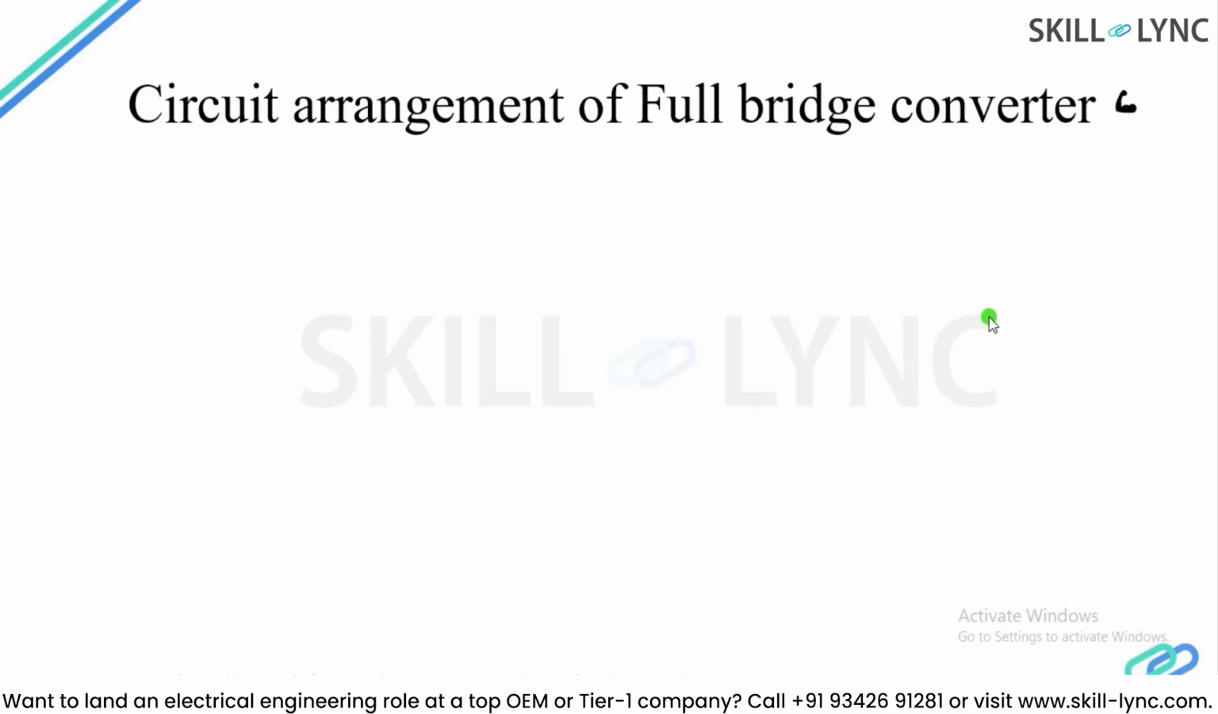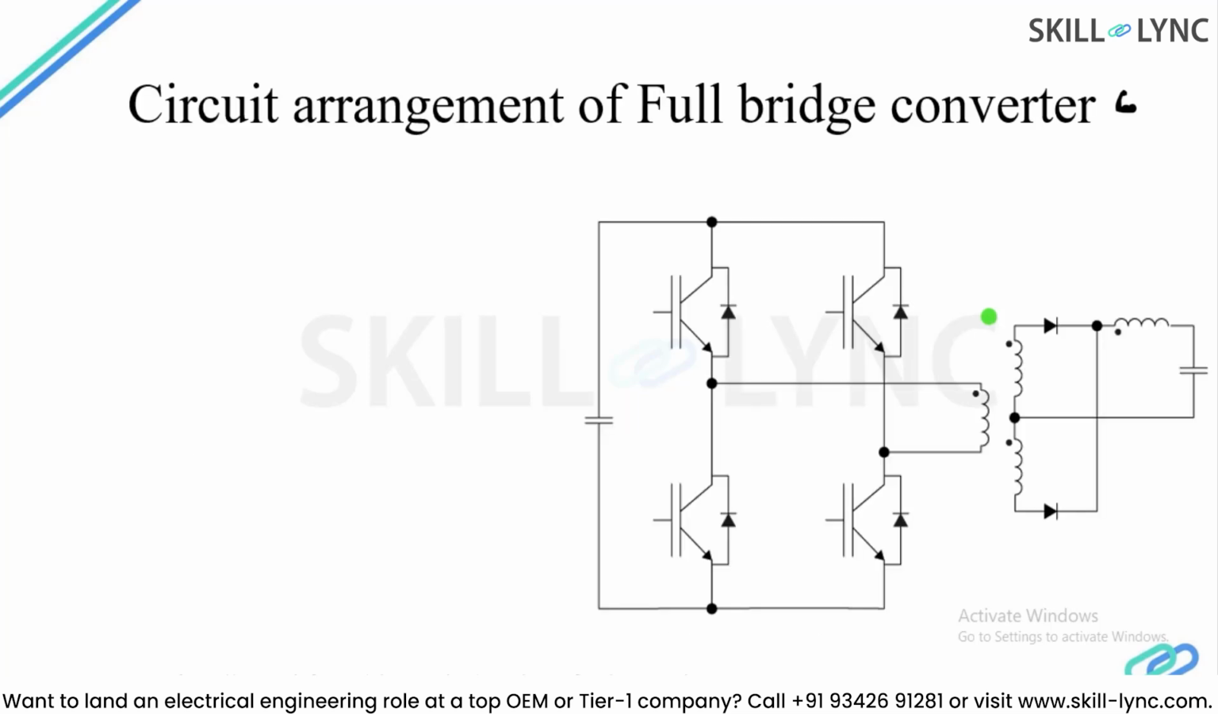So here we have a circuit arrangement of a full bridge DC-DC converter. This is the overall arrangement of a full bridge converter. And what is different from a simple DC converter? The simple DC converter was using only one switch and an inductor. Now instead of one switch and inductor, we have many different switches, and instead of the inductor we have a high frequency transformer.